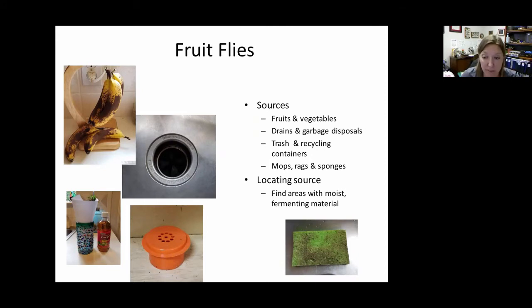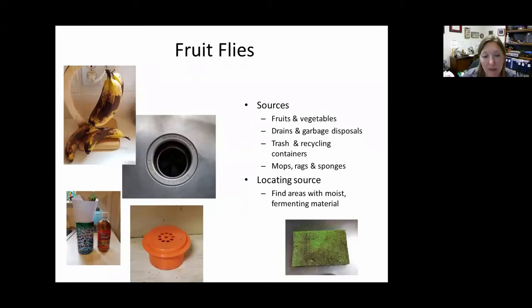So locating the source with these, you really want to look for areas with some sort of moist fermenting material. And the bottom left pictures, I do want to point those out. Those are traps. The orange one is going to be a ready-made fruit fly trap, and it has a vinegar smell to it. So you can make your own fruit fly trap, which is basically what I did on the left-hand side. That is apple cider vinegar, and then you just roll a piece of paper up into a cone shape, tape it shut, put it in some sort of a cup, and then you would pour a little bit of that vinegar at the bottom. What happens is that the fruit flies are going to be attracted to that. They're going to crawl down through that funnel and get trapped down in there and eventually drown in that vinegar.